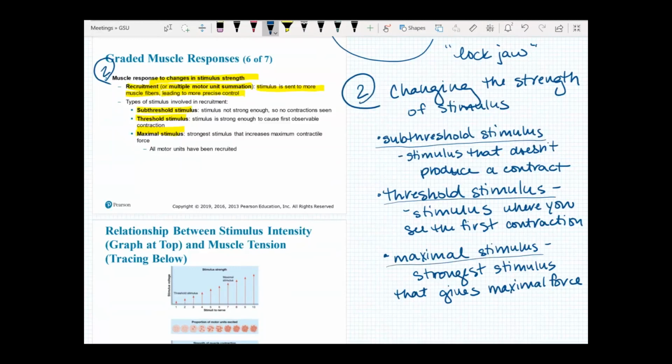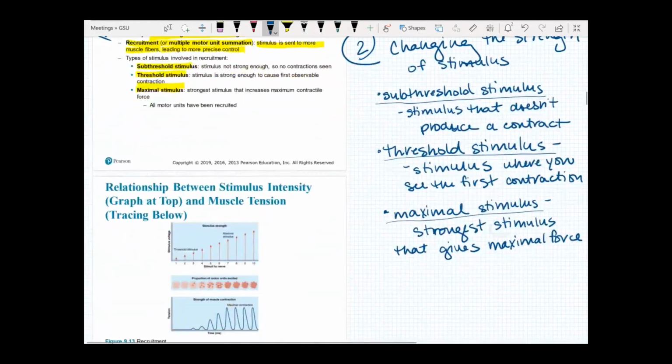A maximal stimulus would be yelling at the top of your lungs to have them put on their shoes, and then all of the kids will put on their shoes because that's the strongest stimulus you can give. When this maximal stimulus is happening, this is a really important premise: all motor units have been recruited. So if you whisper, you only get a little bit, whereas if you yell and you have the maximal, this will recruit all motor units.